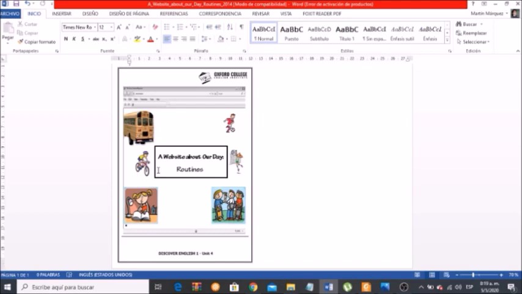Okay, in this topic, we are going to work mainly with Unit 4 of Discover English 1. Entonces, en este segundo bimestre, en este nuevo proyecto, vamos a trabajar principalmente con la unidad número 4 de sus libros.